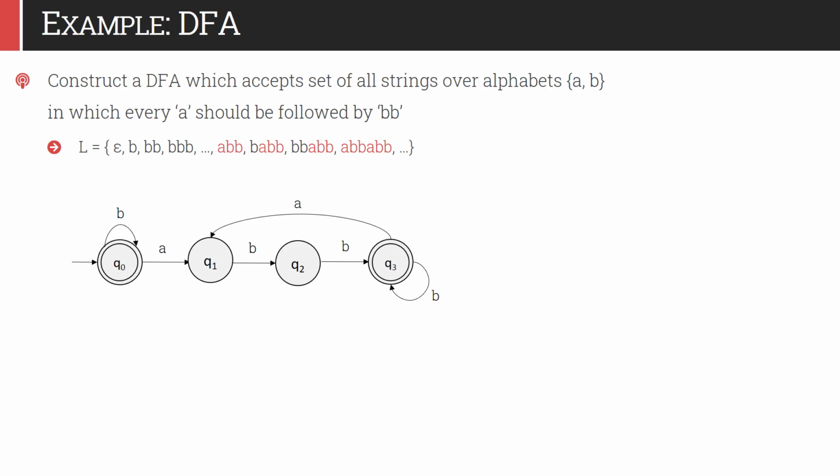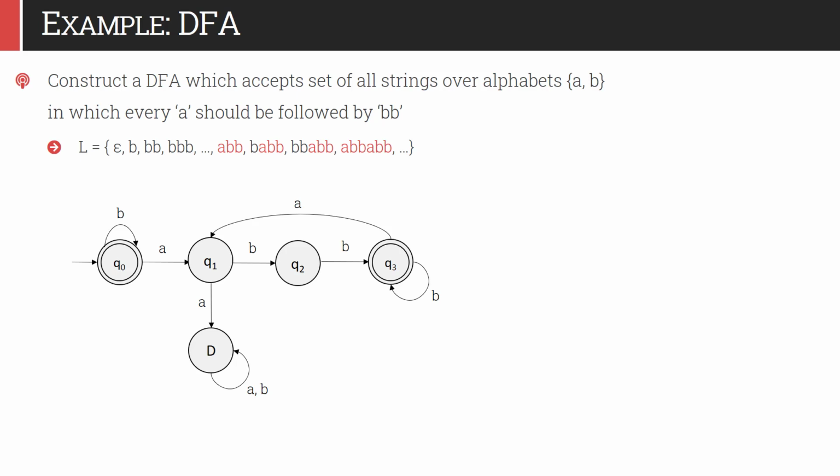From Q1 we cannot read a because we have already read 1 a while we moved from Q0 to Q1. So if we read one more a, then that will be invalid because the string would become aa and there is no 2 b's after the first a.